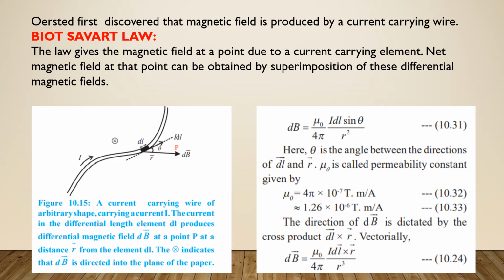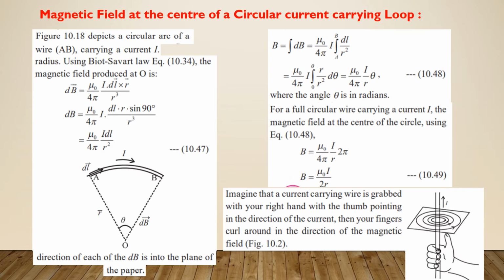If we need to express the law in vector form, it can be written as dB bar is equal to mu0 upon 4 pi, I dl bar cross r bar upon r cube. Applications of Biot-Savart law: the law can be used to determine the magnetic field at a point due to a current carrying conductor of certain fixed shape.